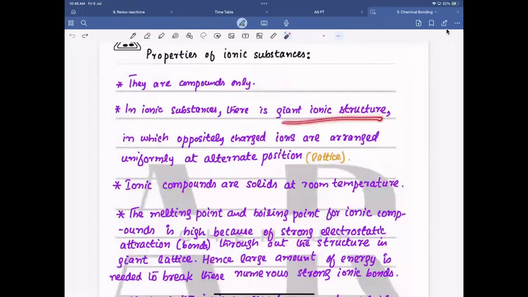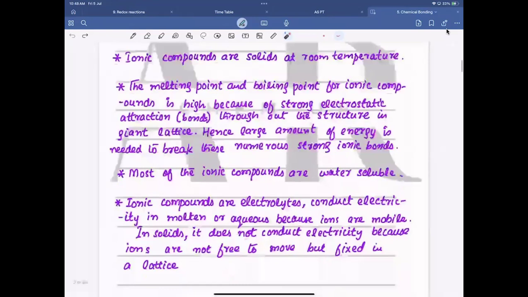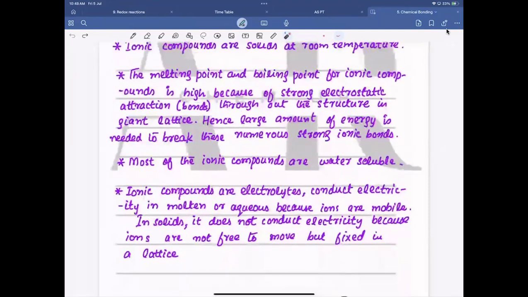Okay, we have these properties. We have the giant lattice structure. Because of the very strong electrostatic attraction throughout the giant lattice, their melting and boiling points are very high, and they need a very large amount of energy to break these numerous bonds.